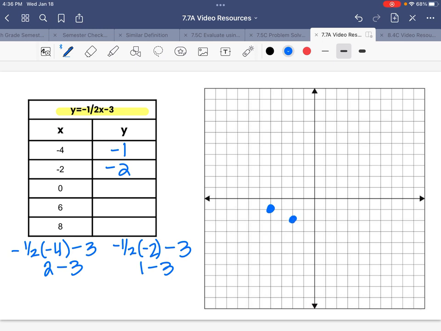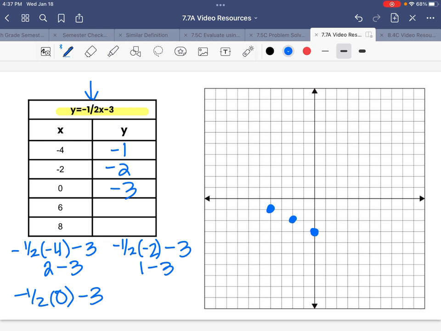Now I can see that my line is going to be decreasing, which matches with the pattern that my rate of change is negative. When I plug 0 in, so -1/2 times 0, I know that that is 0. And then I subtract 3 to get the point (0, -3). So I'm starting to see my line form.